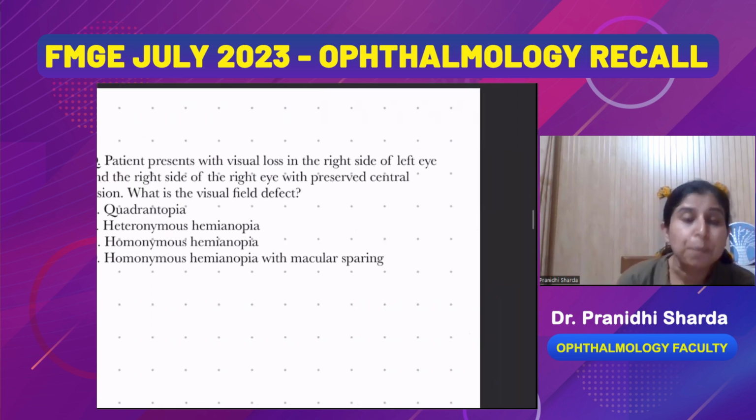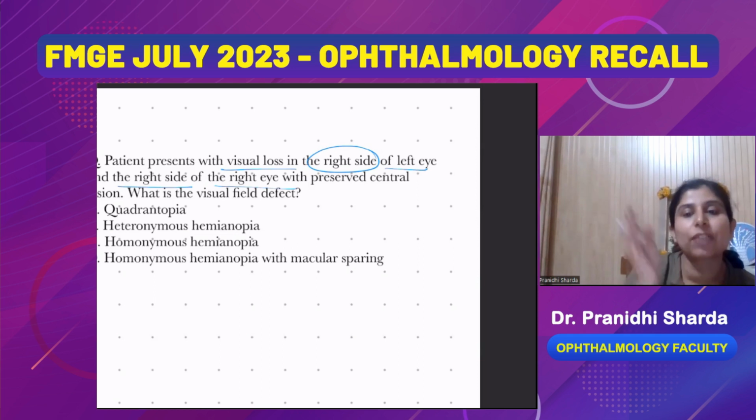So it means that a visual pathway diagram should be imprinted in your mind, and you must not forget that. But if you are well versed with this question, you need not even revise that diagram. You can answer this question in seconds by just reading the language of the question. So this question says visual loss in the right side of the left eye and right side of the right eye. Okay, so this means the same side, right side of the left eye and right side of the right eye.